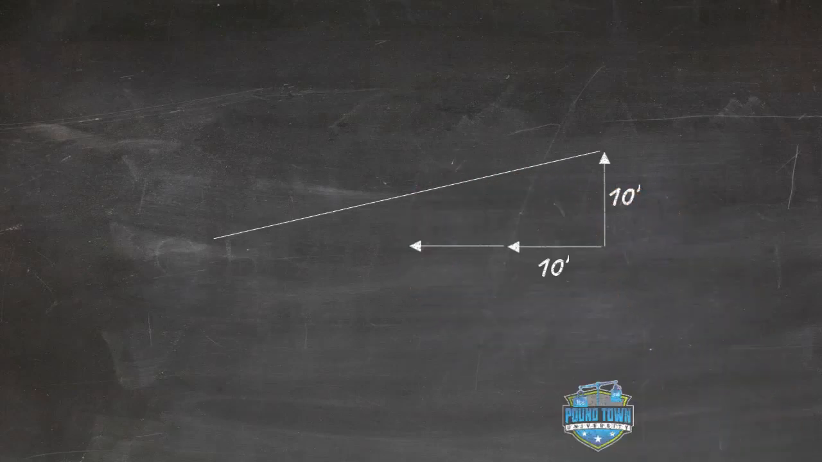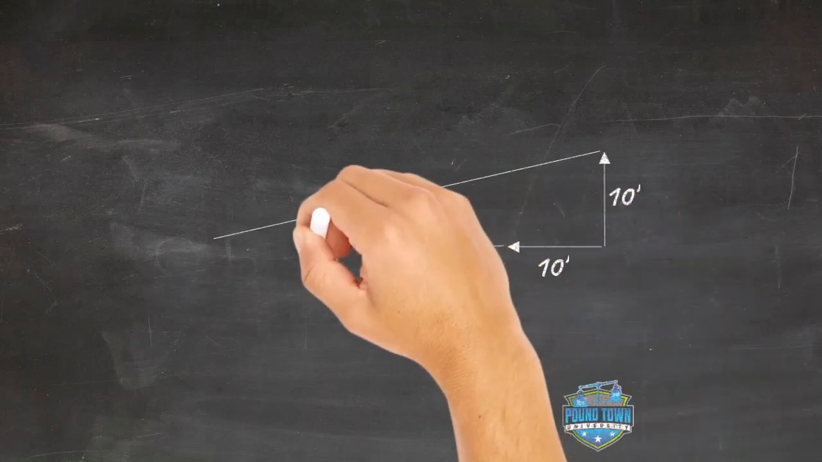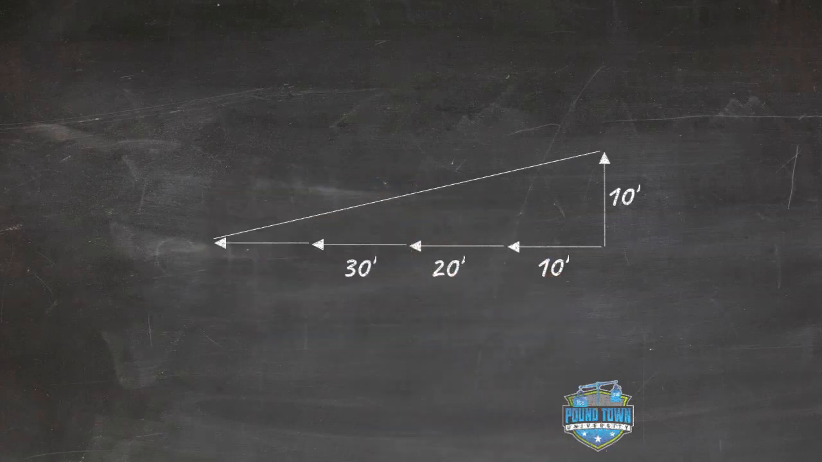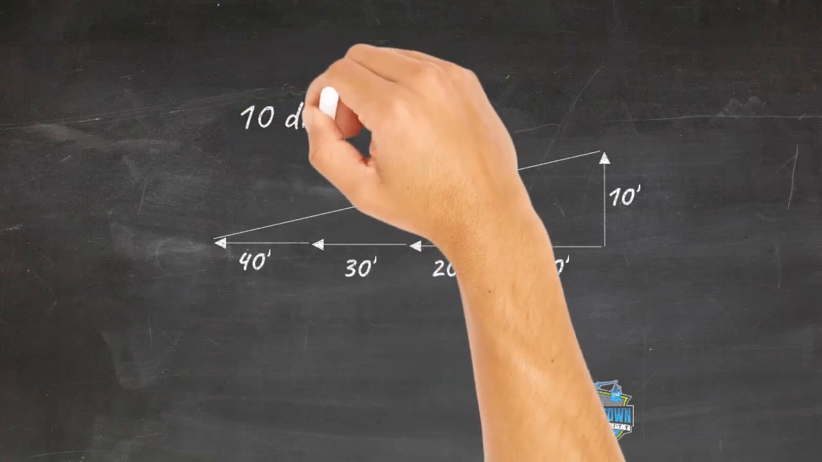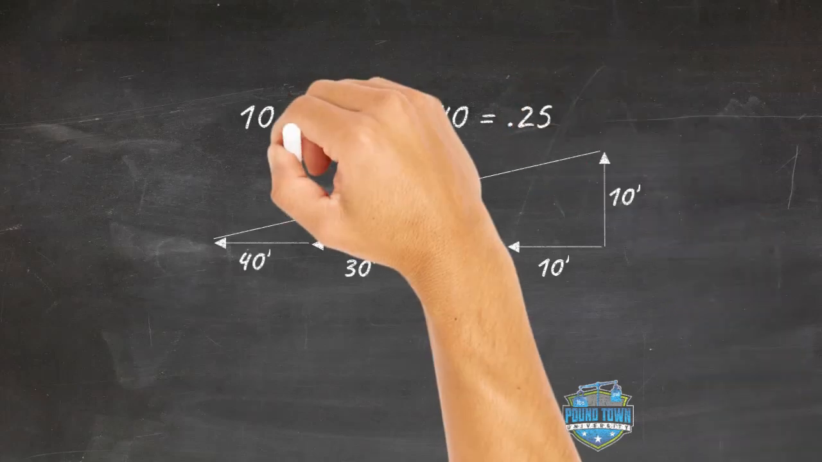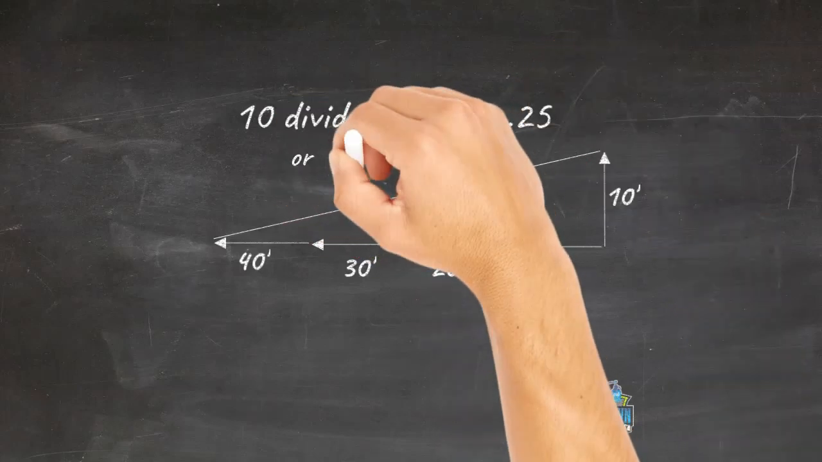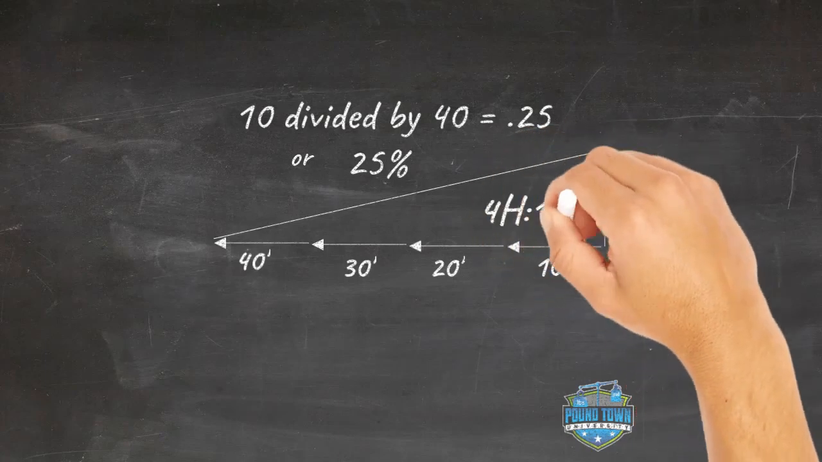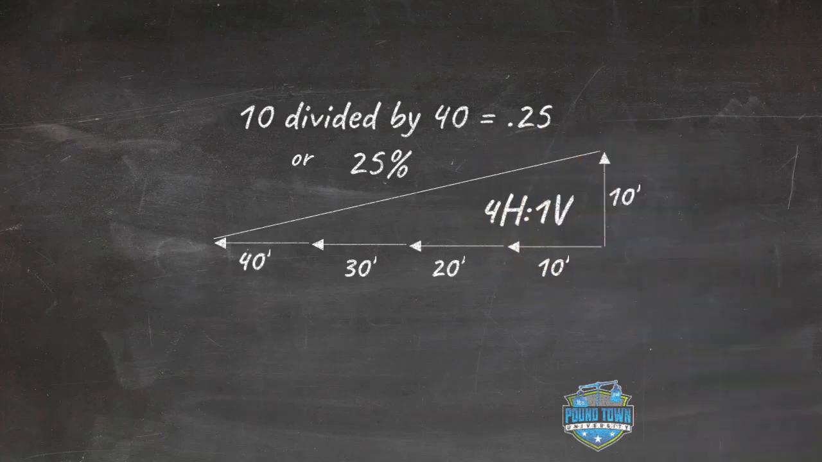How do you calculate a gradient? This is very simple. Just divide your vertical rise by your horizontal run. Example, let's take a 10-foot vertical rise and divide it by a 40-foot horizontal run. This equals 0.25. This could also be expressed as a percentage, 25%. Expressed as a ratio, it would be 4-to-1.